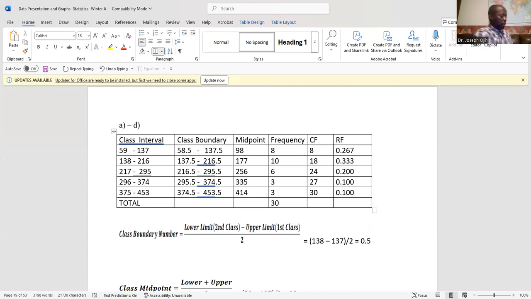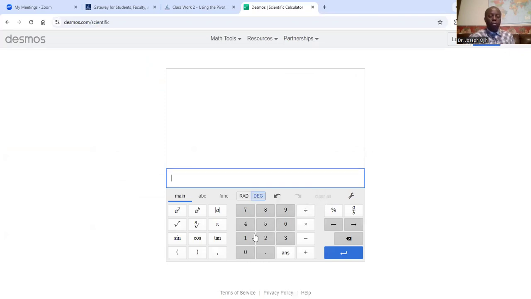Let us add this, see what it gives us. At least if you have a mistake, it will show on this one. 0.333, 0.200, 0.100, 0.100. Okay. Let us go and check this. 0.267 plus 0.333.